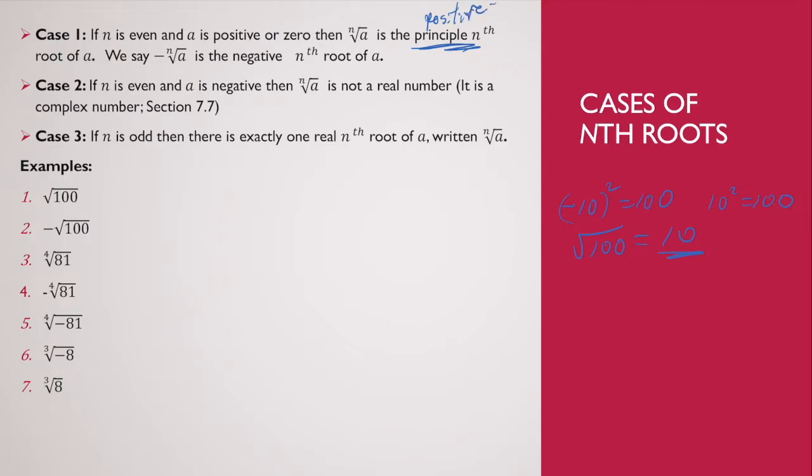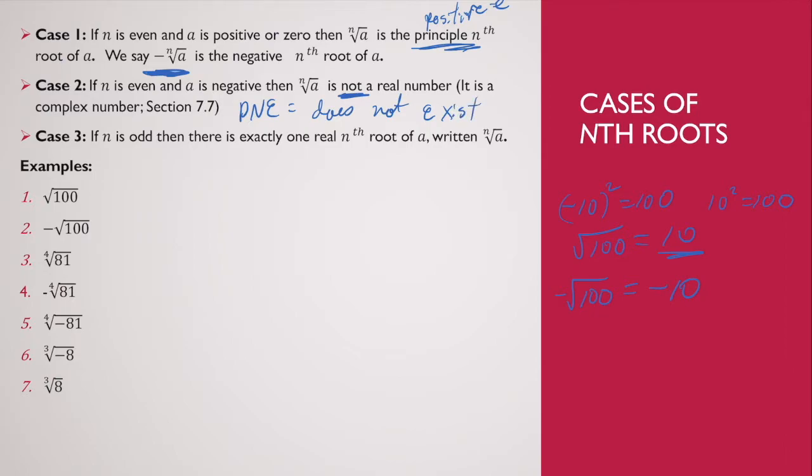If I want the negative root, we're going to put a negative symbol in front. So if I want the negative square root of 100, that tells me I would take negative 10. We want the negative nth root of a. If n is even and a is negative, then the nth root of a is not a real number. It's a complex number, and we're going to talk about those more in section 7.7, but for now we just say not real, or DNE, which stands for does not exist.